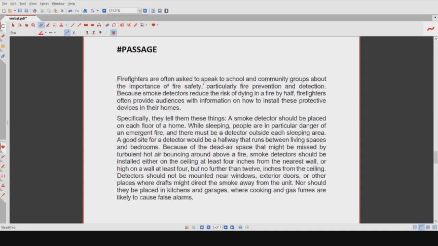Firefighters are often asked to speak to school and community groups about the importance of fire safety, particularly fire prevention and detection, because smoke detectors reduce the risk of dying in a fire by half. Firefighters often provide audiences with information of how to install these protective devices in their homes. Specifically, they tell them these things.